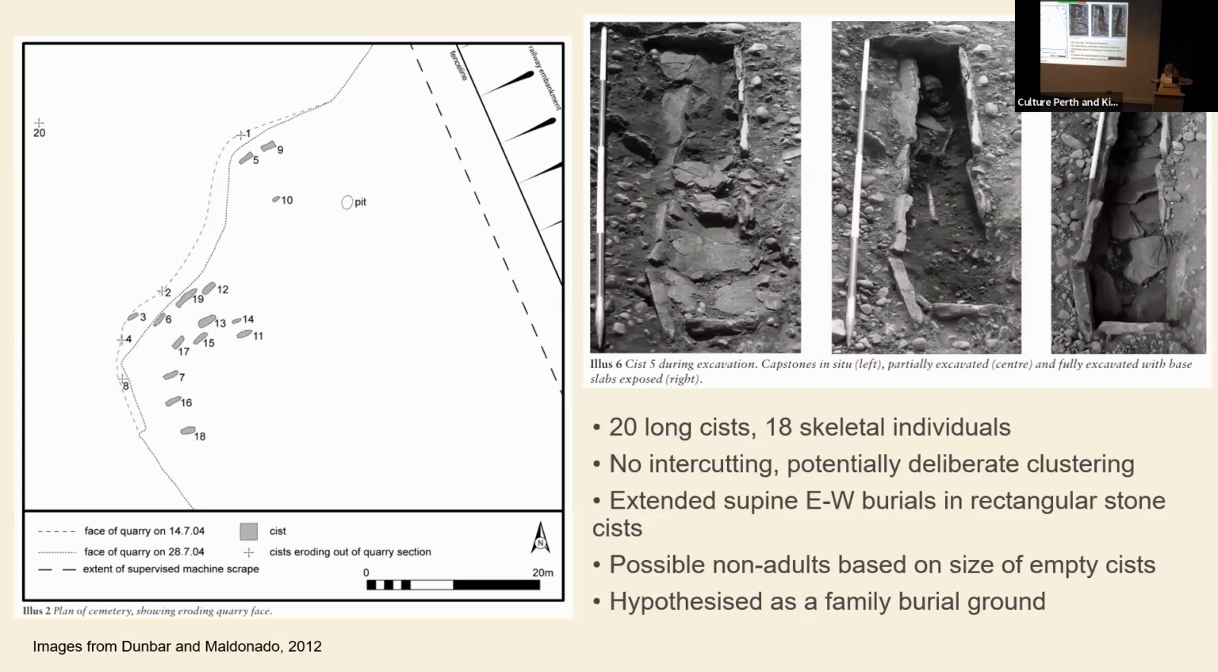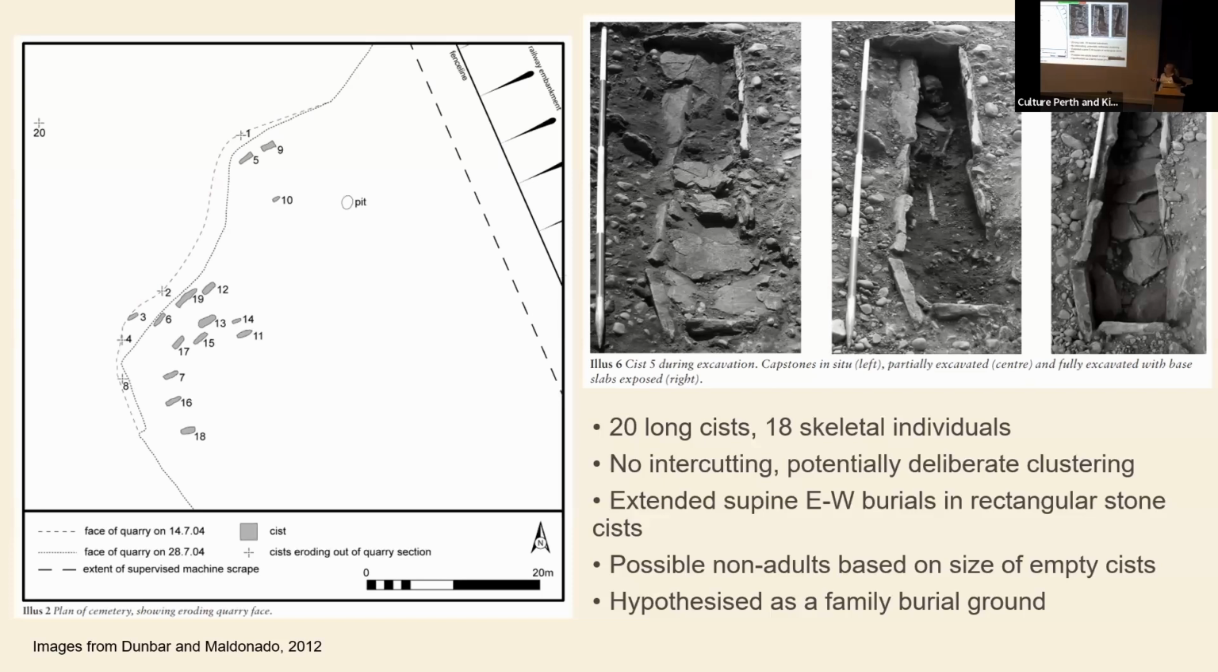This is the rough view of the site with the plan. This is from Dunbar and Maldonado in 2012, which is the main publication I've got most of my information from. This site is actually just outside Forfar, near a place called Octoforfar Farm. And there are a total of 20 long cists that have been excavated from there.